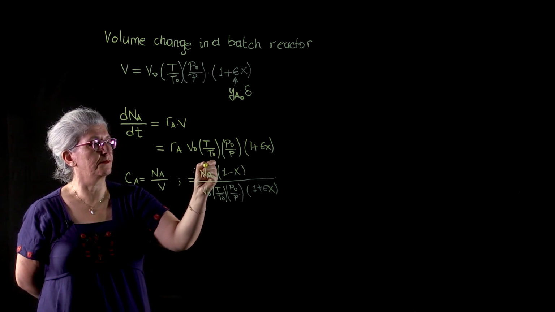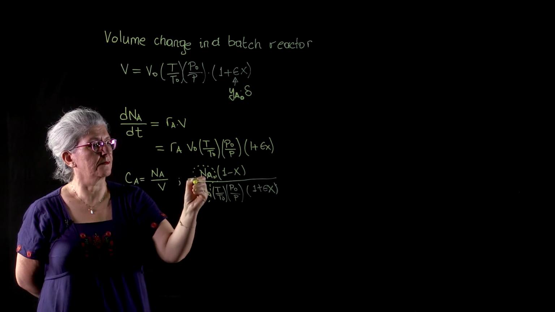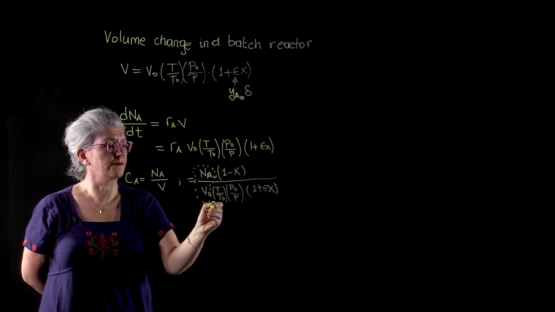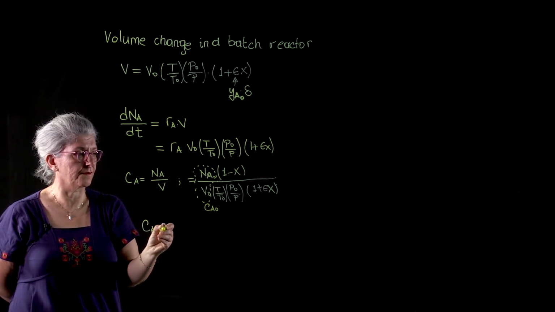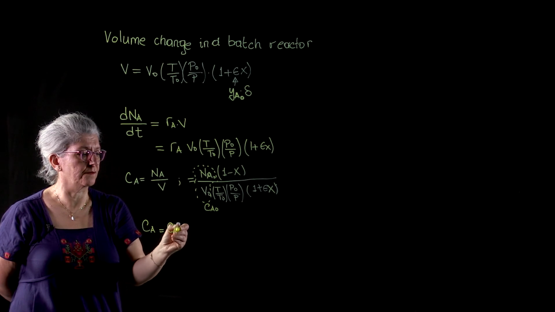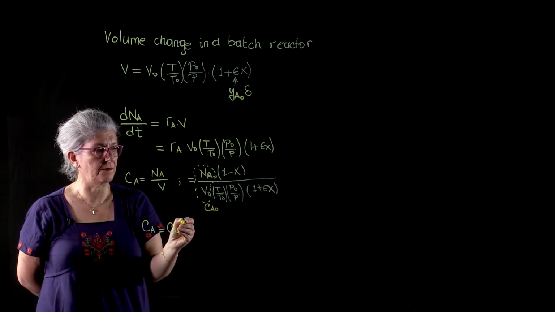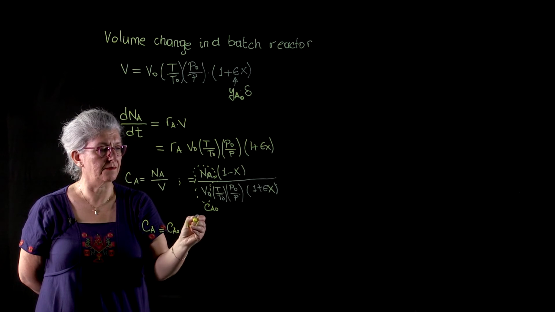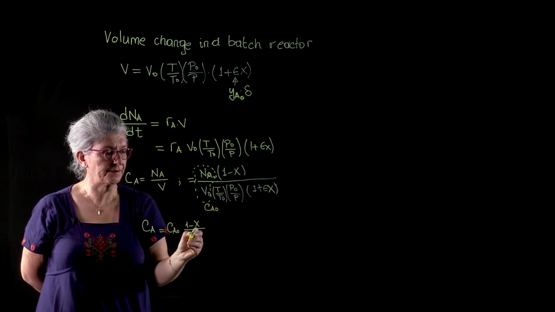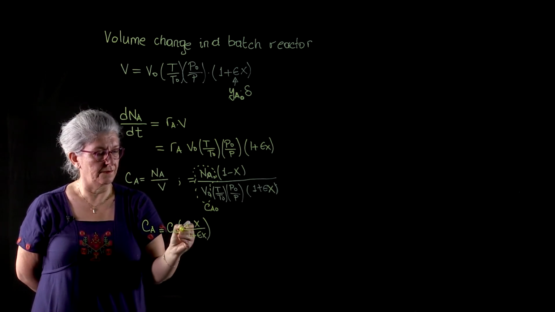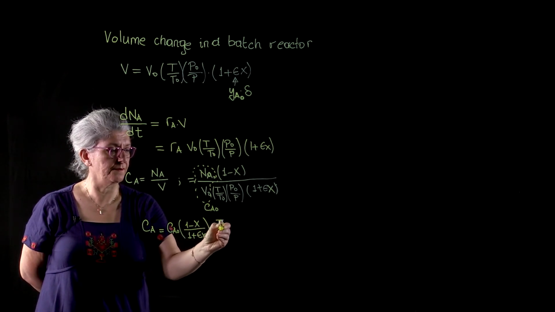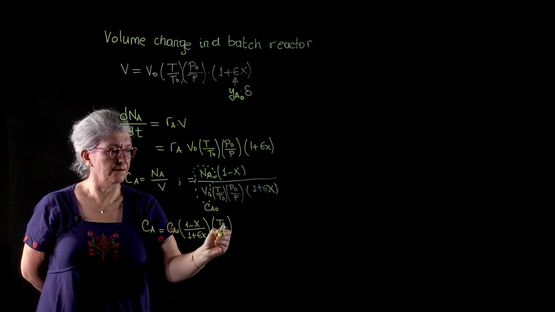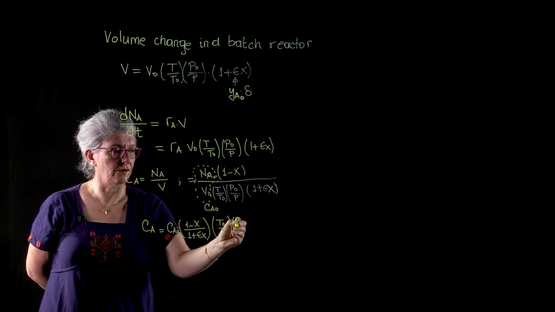This term is Ca0. Ca is equal to Ca0 times 1 minus x divided by 1 plus epsilon x, times T0 over T, times P over P0.